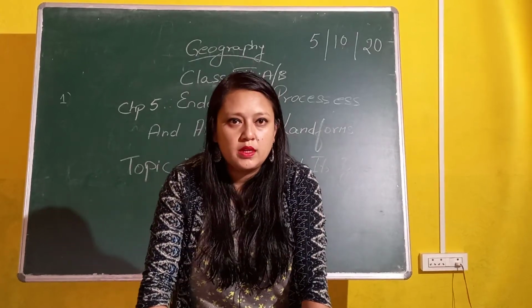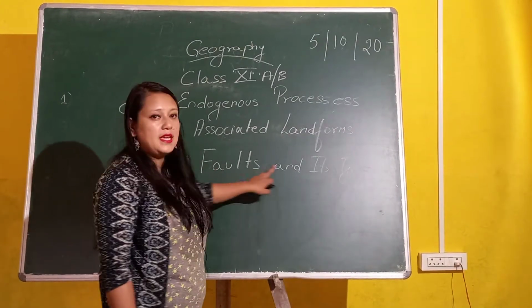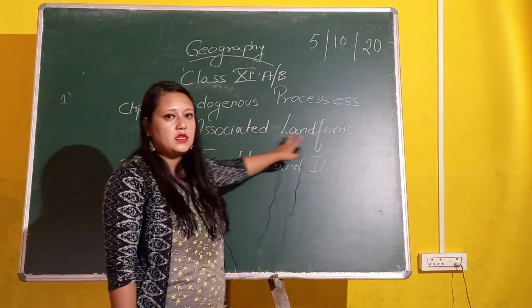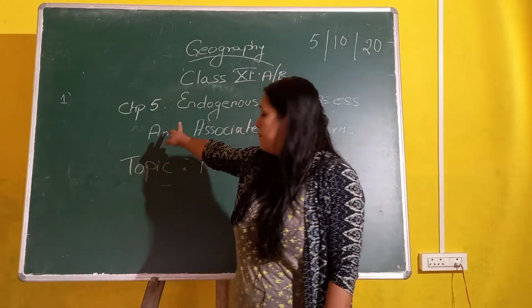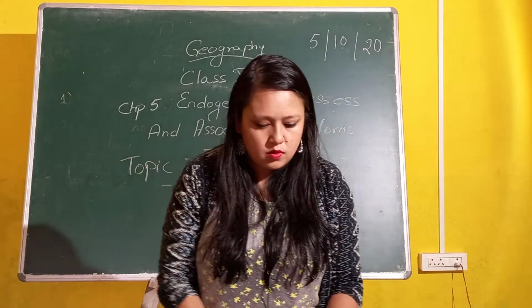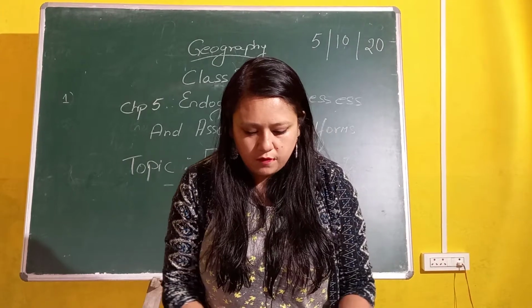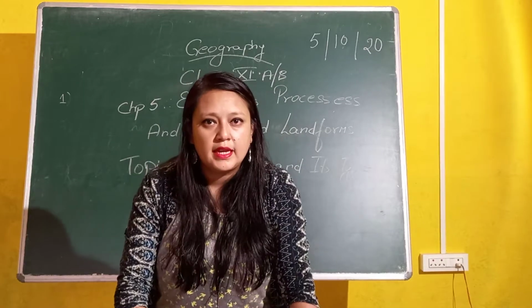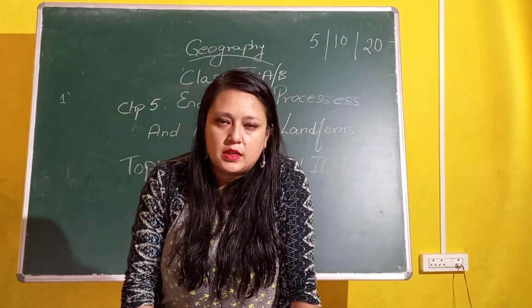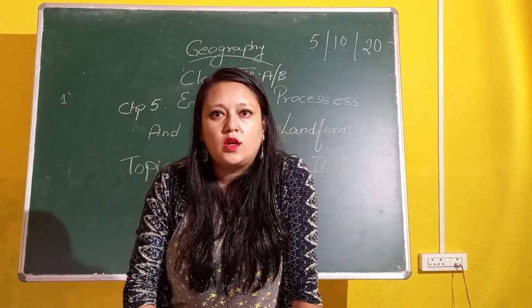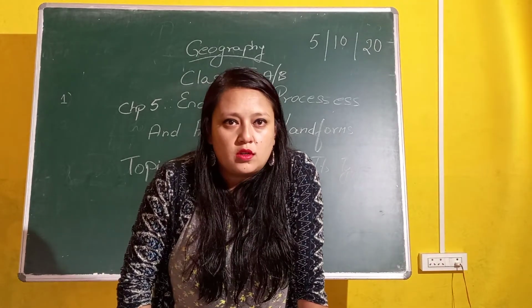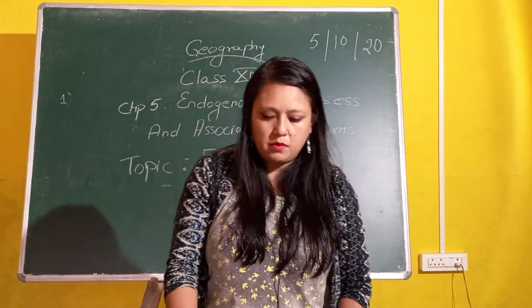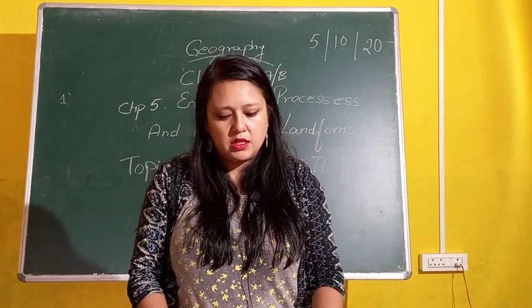Today we shall be doing the topic faults and its types from the chapter Endogenous processes and associated landforms. This is the 5th chapter in geography. We have done till folds in the previous classes, and I told you the meaning of folding, what causes folding, and the different types of folding. Today we shall be doing what we mean by faults, and the different types of faults. It starts from page 85 and continues on page 86.